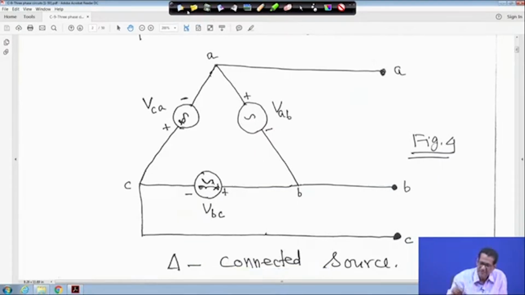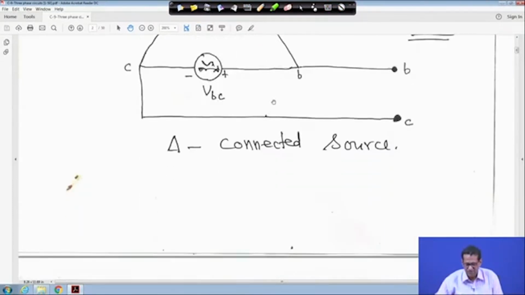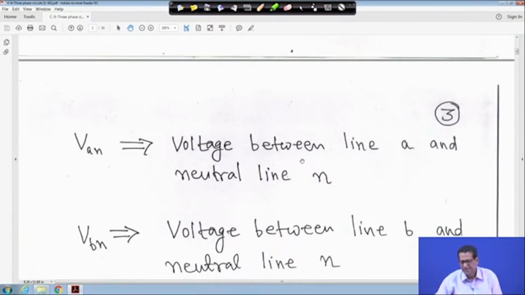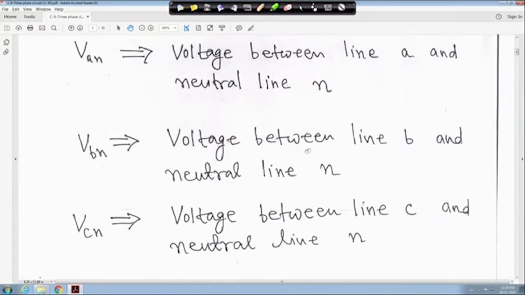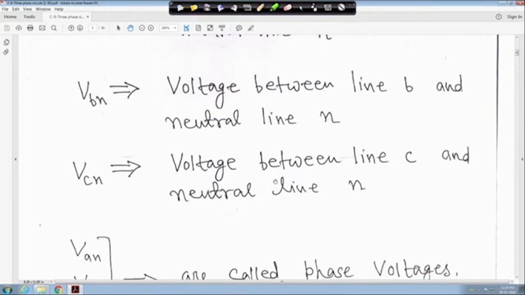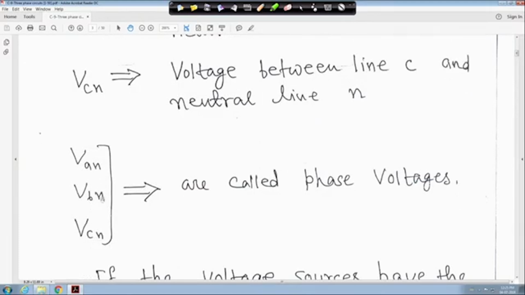So let me clear it. This is figure 4. Now, VAN is the voltage between line A and neutral line N. This I told you. Similarly, VBN is the voltage between line B and neutral line N, and VCN is the voltage between line C and neutral line N. Therefore, VAN, VBN, VCN are called phase voltages.